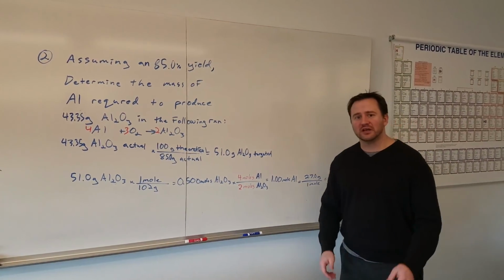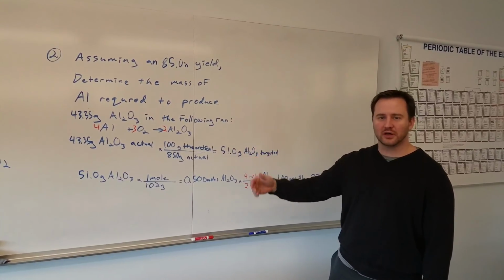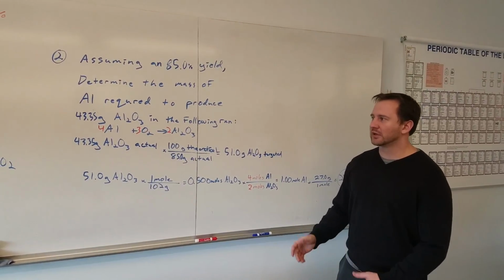So again, percent yield is what you actually get, divided by what you should get, times 100, and you can use it in a couple different ways.